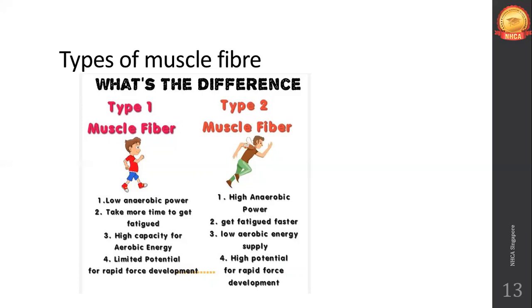Then we have type 2 muscle fiber, which has high anaerobic power. It gets fatigued much faster, and it has a very low aerobic energy supply. It can function very well in an oxygen-deficient environment. It has high potential for rapid force development.